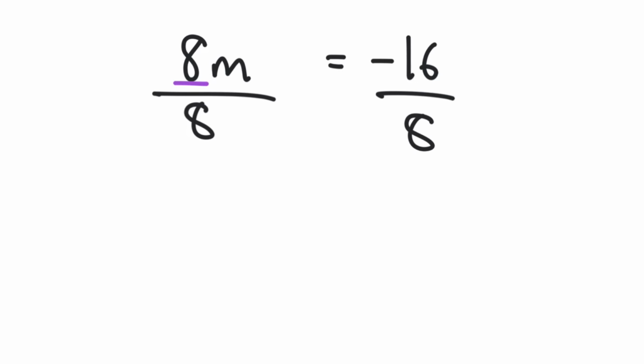This works nicely because on the left side of the equation, 8m divided by 8 is equal to m, so we finally have m by itself. On the right side of the equation, negative 16 divided by 8 is equal to negative 2. Thus we have found that the solution to this equation is m equal to negative 2.